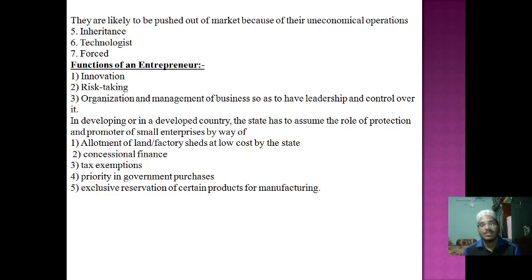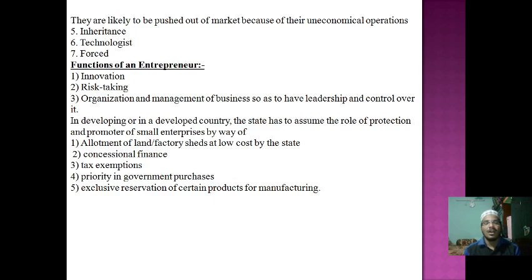Okay. The first one is innovation. The second one is risk taking: how he is taking the risk. The third one is organization and management of business: how he is organizing and managing the business, so as to have leadership and control over it.